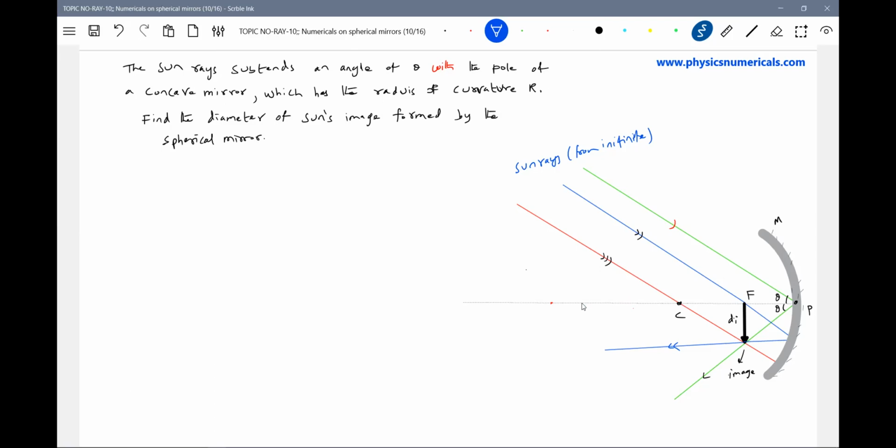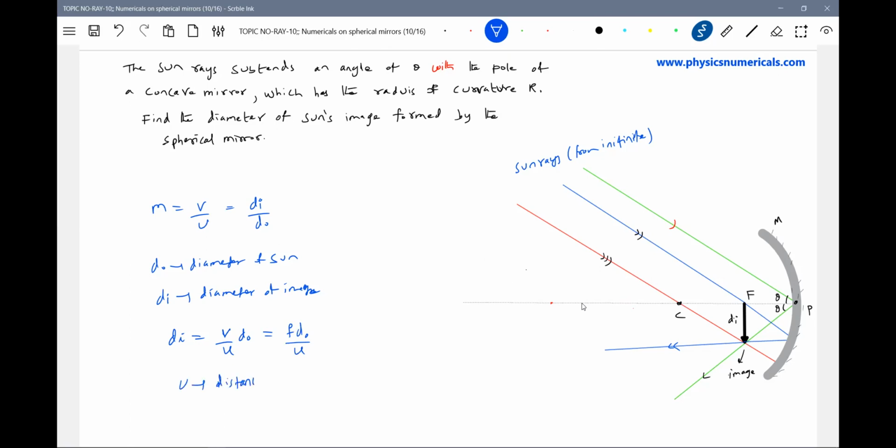Now, first of all, what is the magnification formula? m = v by u. And we can also define this as diameter of the image by diameter of the object. What is the diameter do? Diameter of the sun. What is di? Diameter of the image. Okay, so di is what is needed. So m is v by u into do. What is u? The object distance. What is v? v should be the focal length. And u should be the distance of the sun from the mirror. do is already indicated, the diameter of the sun.